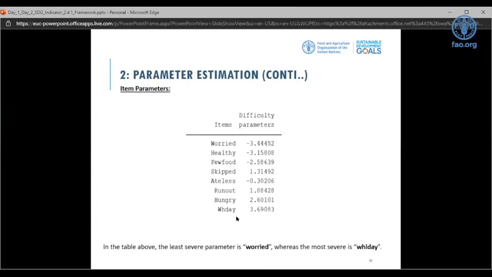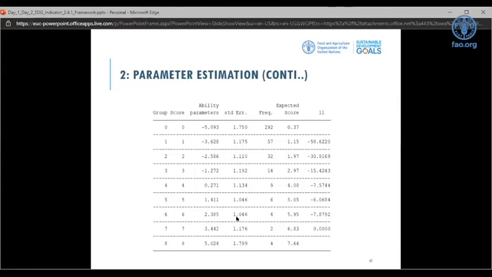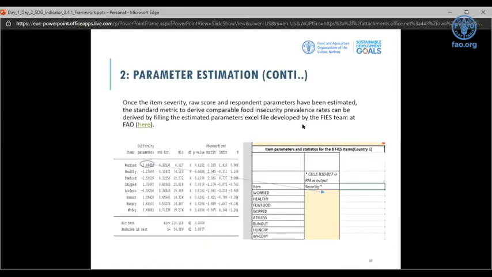So the model will help us estimate the difficulty parameters, which are ordered based on the extent of severity, and which will also help us estimate the raw scores, the ability parameters, the standard errors, the frequency of the distribution of the people who answered no or yes to a certain question, the expected scores, and other statistics. So once the Rasch model helps us estimate the raw scores, the ability parameters, the difficulty parameters, the standard errors, and the frequency, this is all the information that we need.